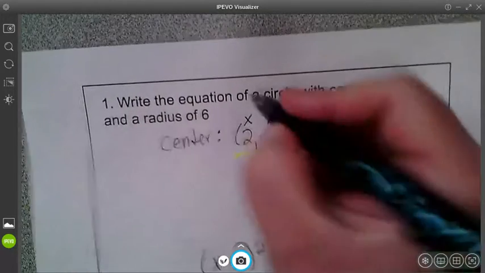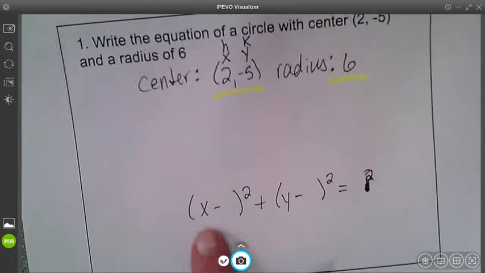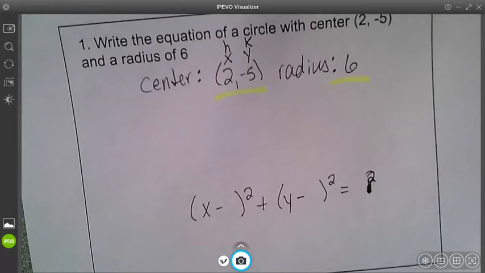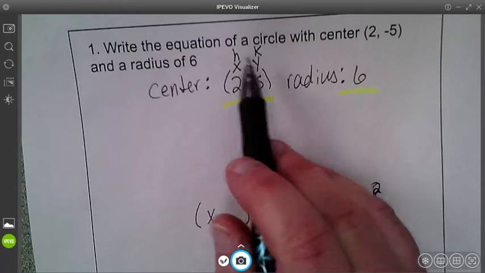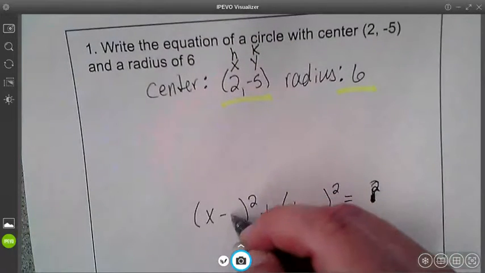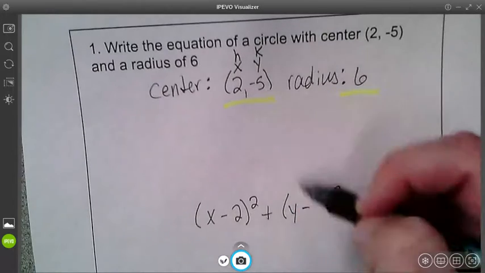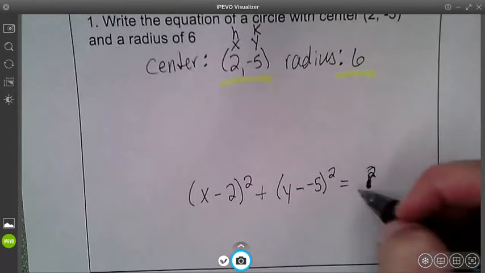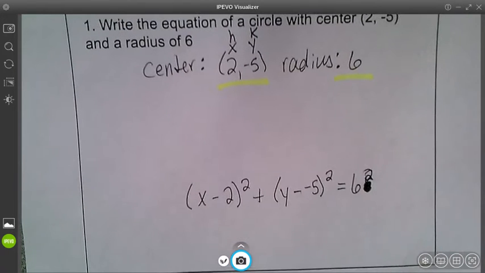In the formula, those are called h and k, because the formula actually uses x and y, so it doesn't want to get confused about that. So when I say x and y, it's actually h and k in the formula. So the x value goes here, so x minus 2 squared. The y value goes here, negative 5 squared. And then the radius goes right here. And again, I do apologize for that mix up right there.